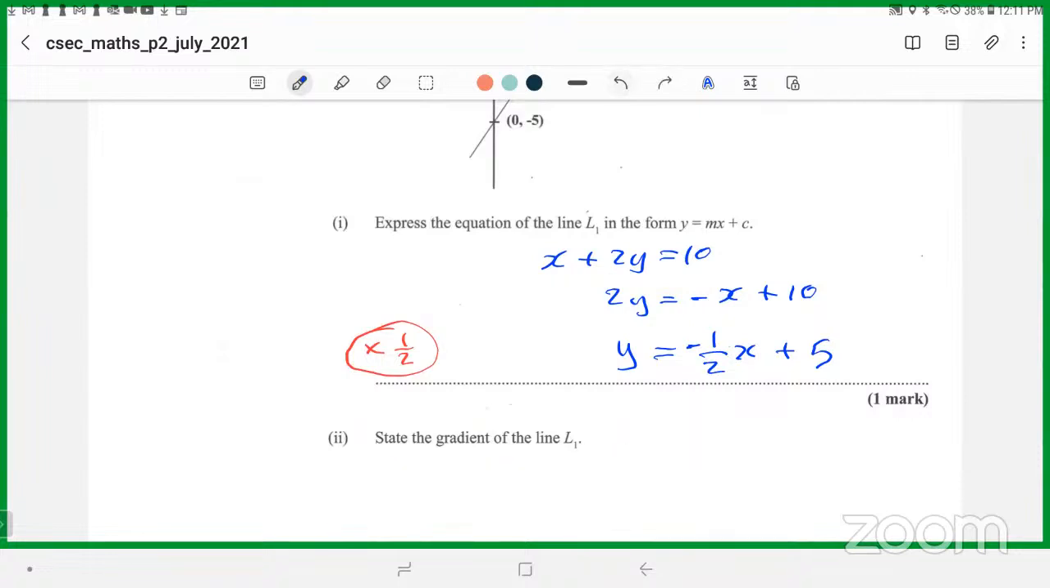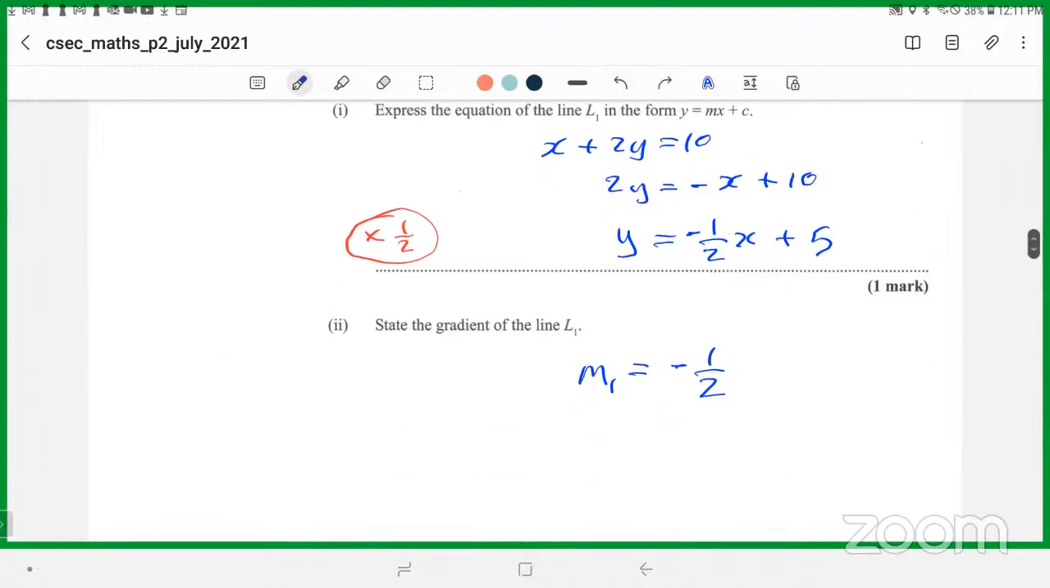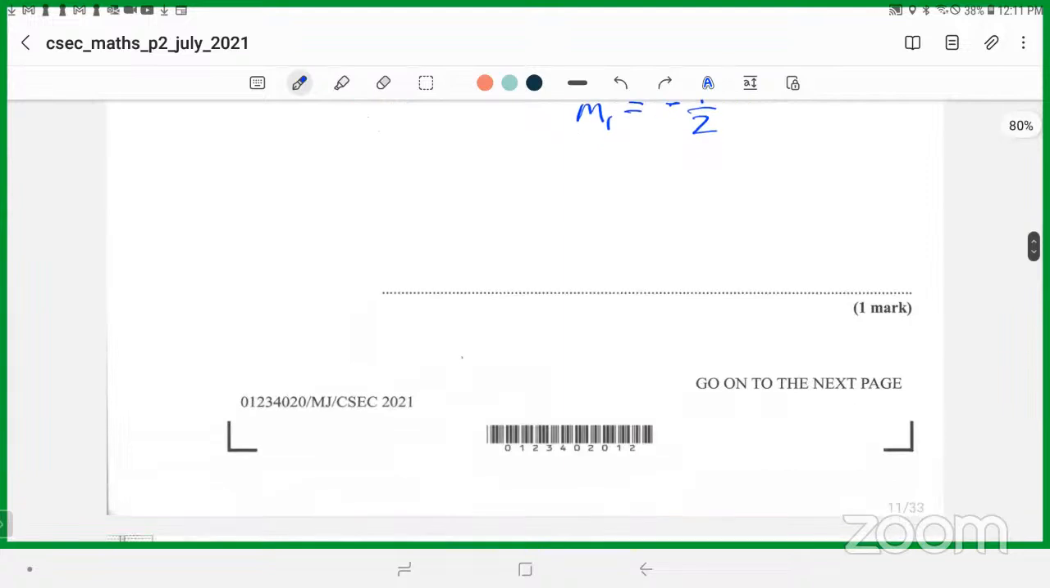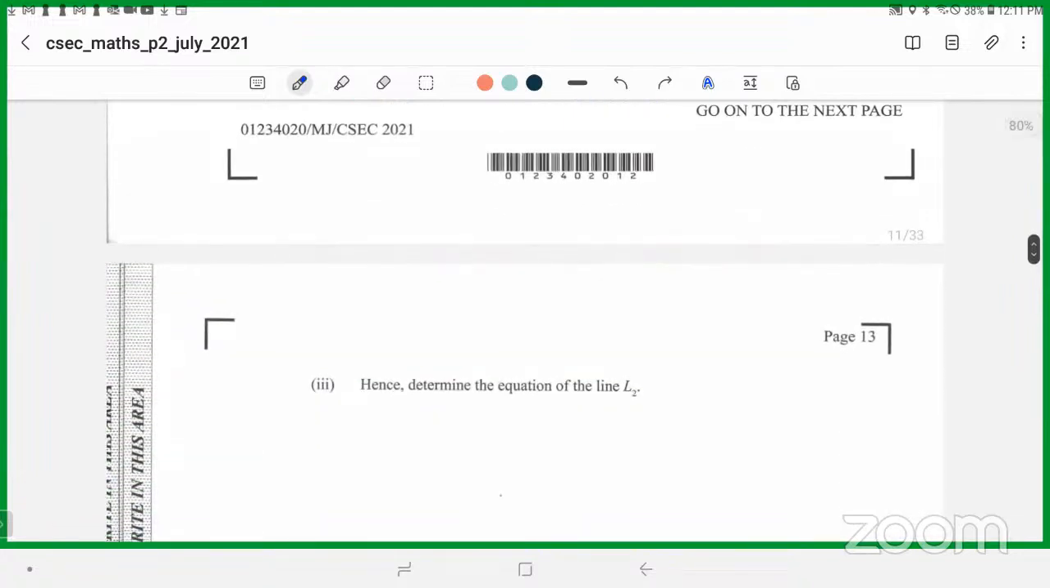So I'm going to call it M1, which is equal to -1/2, the m value here for line 1. Let's continue. Then it says in the next part, determine the equation of line 2. To find the equation of line 2, we need to know 2 things about it. Well, we actually know one thing already. We know that the c value is -5.